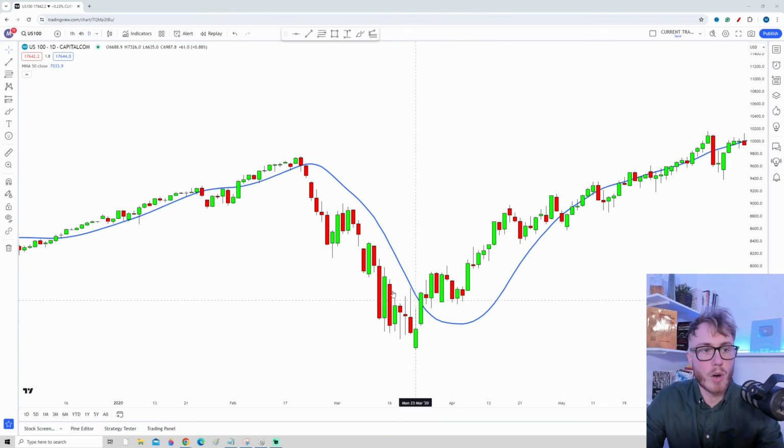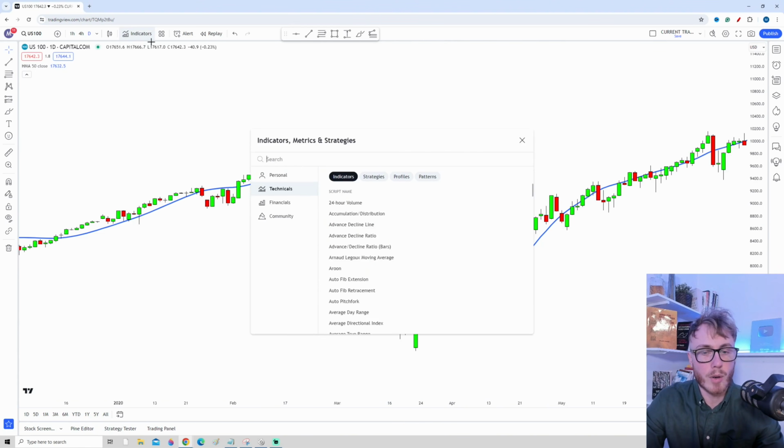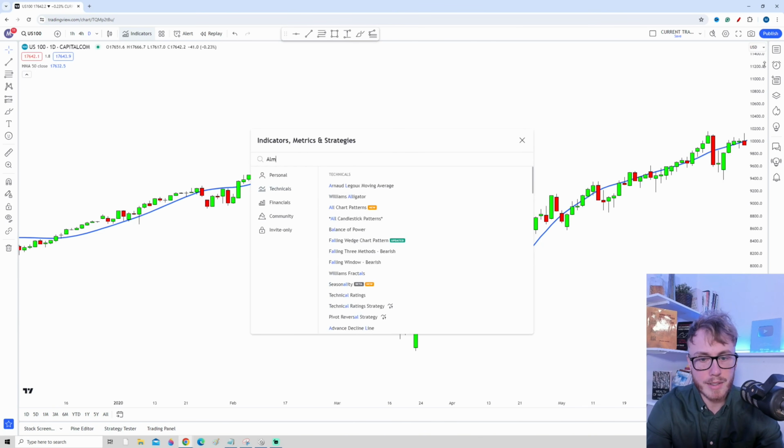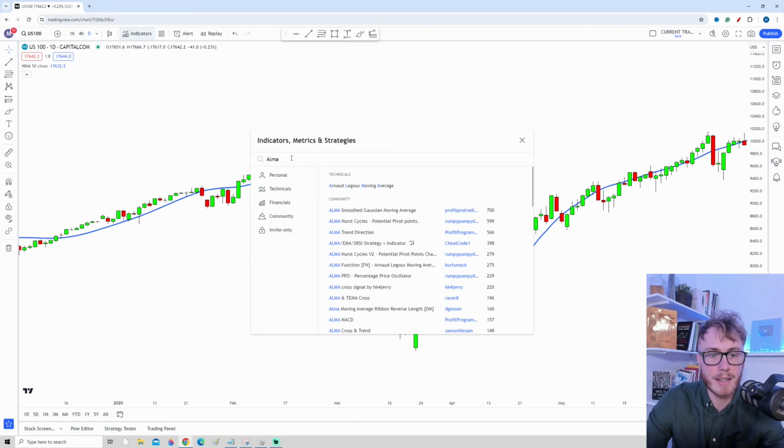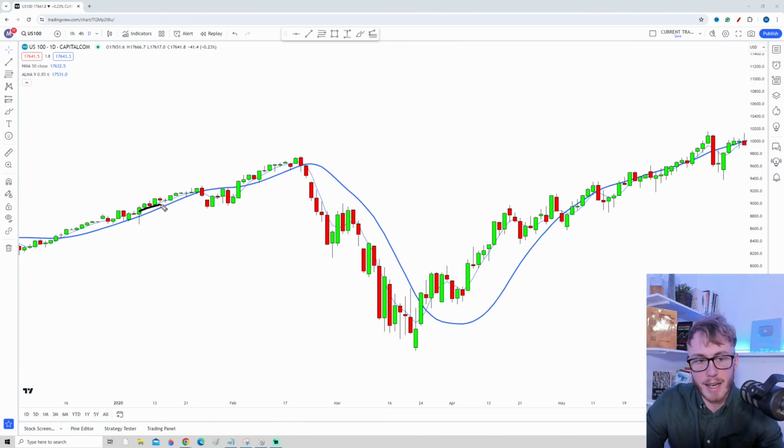And now we are ready to open up the indicators. So we go up here once again to the indicators tab. And now I think you want to search for ALMA, like right here. And the indicator you want to open is this one right here. I will not even try to pronounce this, but it's Arnaud Legoux, blah, blah, blah, moving average. And you want to open this one up. And as you can see, now the indicator has appeared here on the chart.